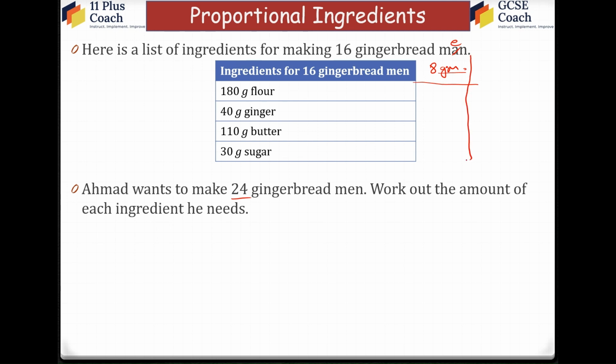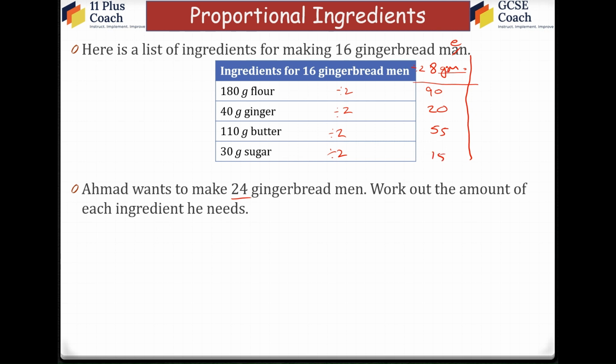So just like before, I need to halve everything. Half of 180 will be 90. Half of 40 will be 20. So I'm halving everything, dividing all of these by 2. It's not always going to be 2, but in these 2 examples that we just did, it just happened to be 2. 110 divided by 2 is 55. And 30 divided by 2 will give me 15.